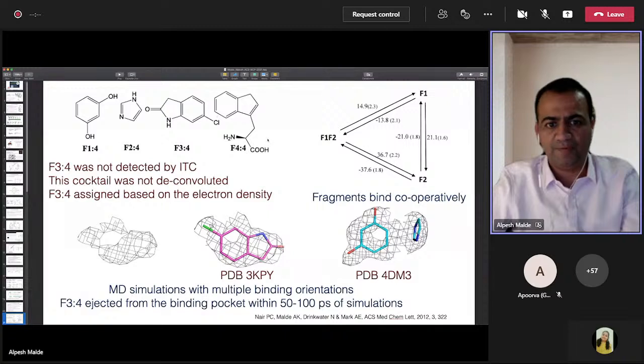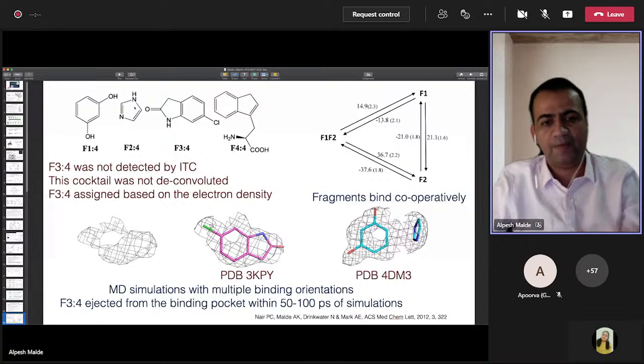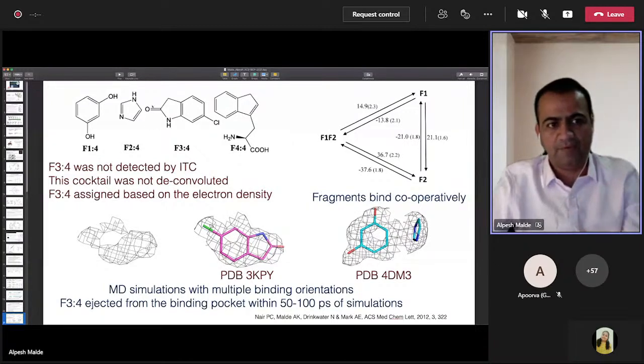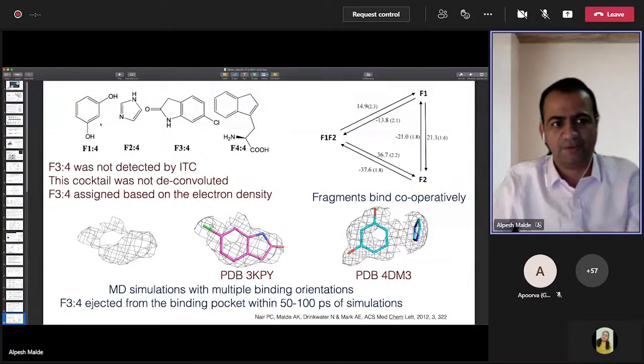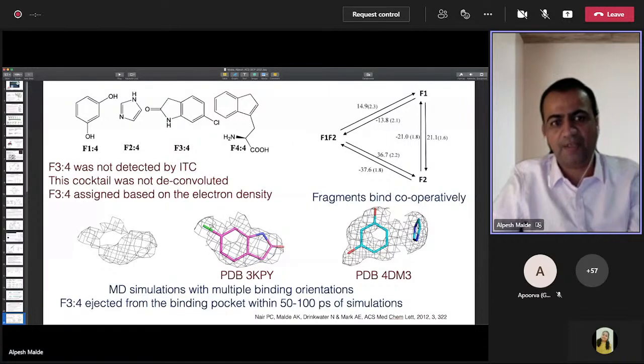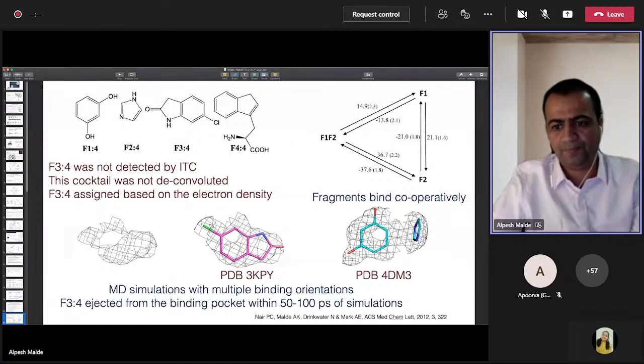When we tried to put this fragment, it was too big in the binding pocket and showed a clash. So what Pramod did was, when he put these molecules one at a time, for fragment 1 and fragment 2, they were finding binding in different parts of the binding pocket. So he took both these fragments together, put them in the binding pocket and ran the simulation. And it turned out that actually those 2 fragments are binding together. And this is why the density is so big.